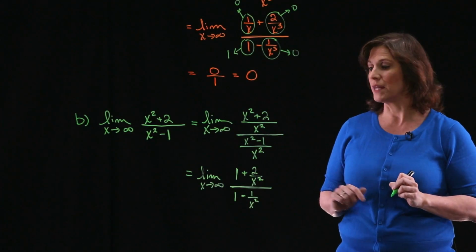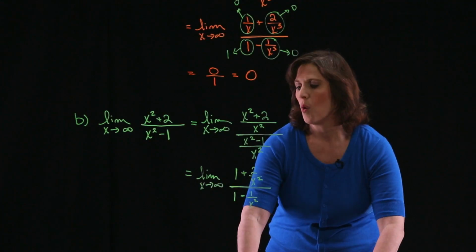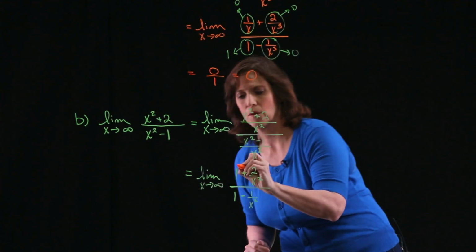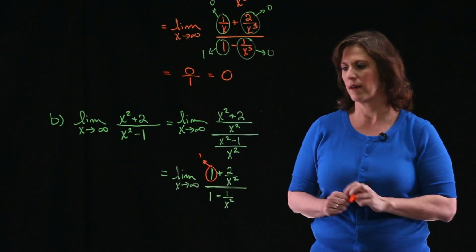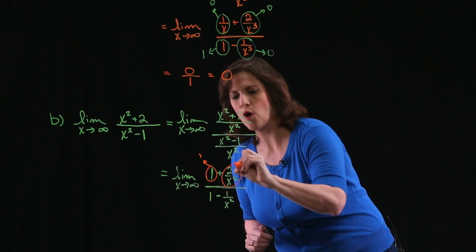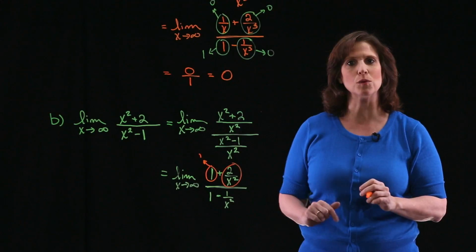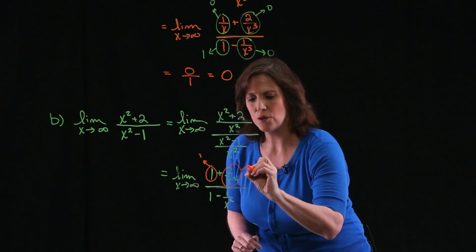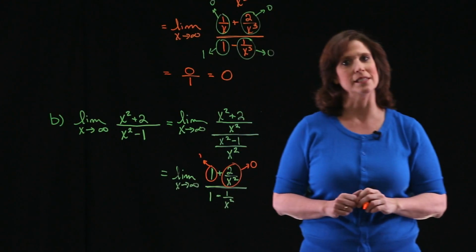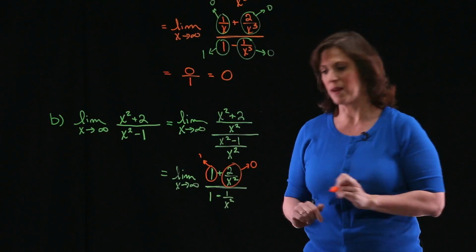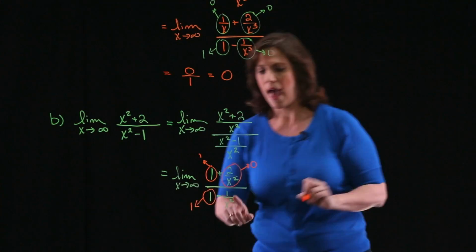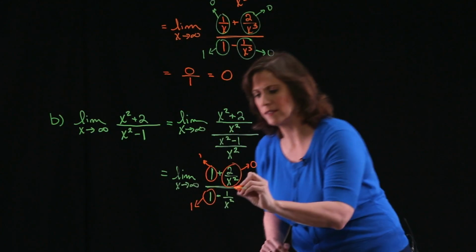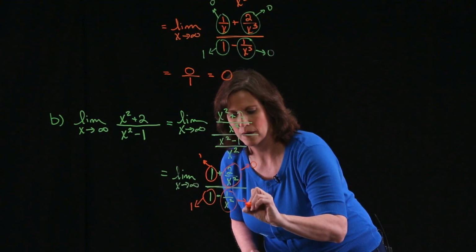Okay, now let's see if that helped. As x gets really large, what happens to 1? Well, it just goes to 1. What happens to 2 over x squared? Well, as x gets really big, 2 over x squared gets close to 0. In the denominator, 1 is going to 1, and 1 over x squared is going to 0.